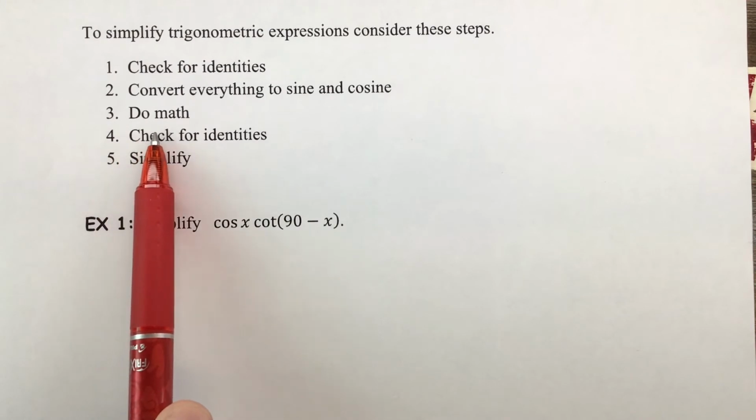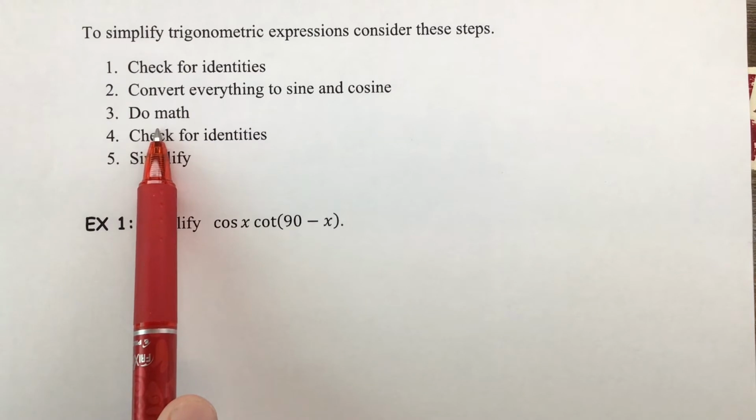Step 3, a little bit vague, but do the math. Do we have to multiply things? Do we need to divide things? Does that lead us to canceling different things out? There's a lot of stuff that goes into that, but generally think about the basic mechanics of math.